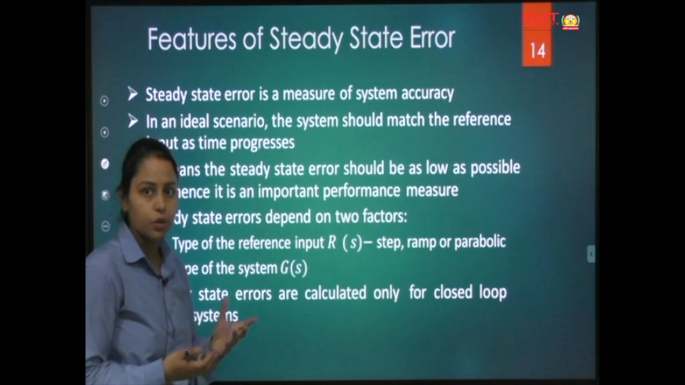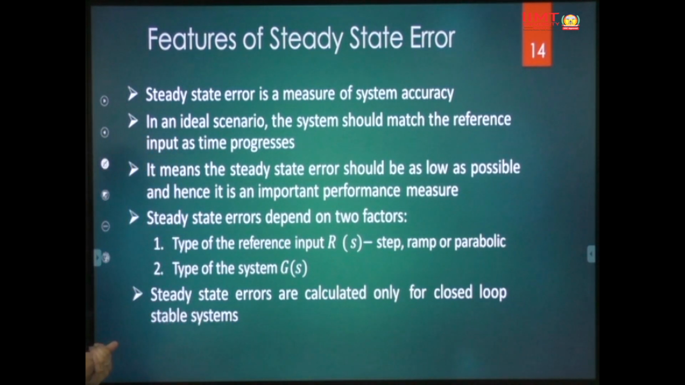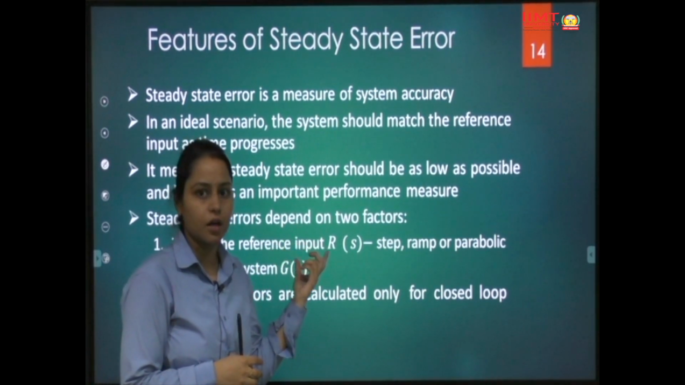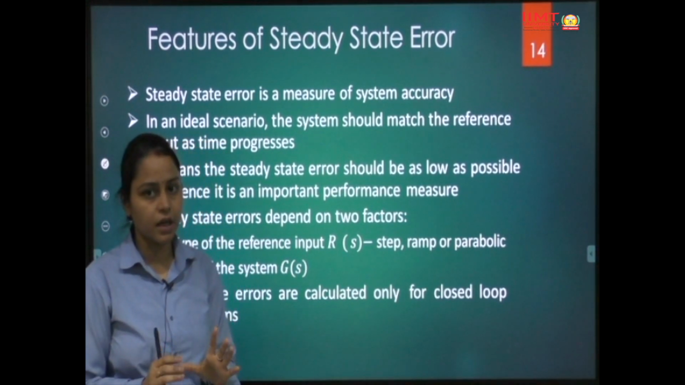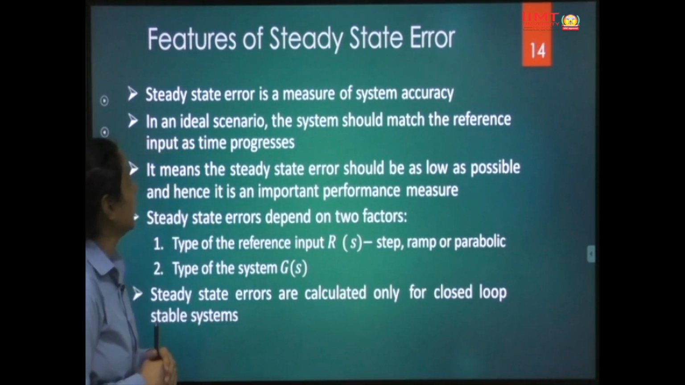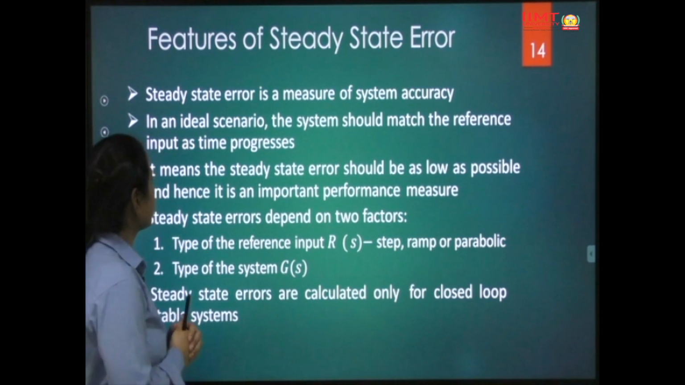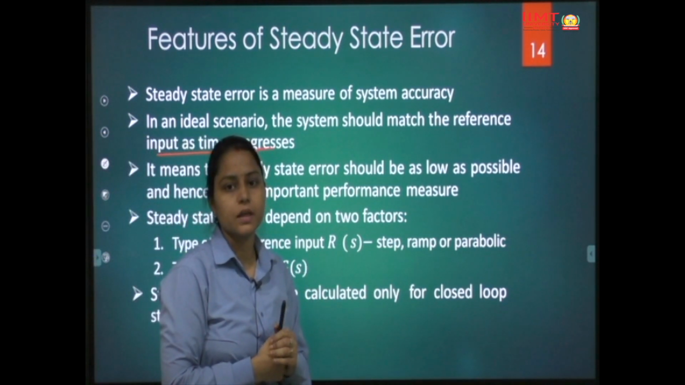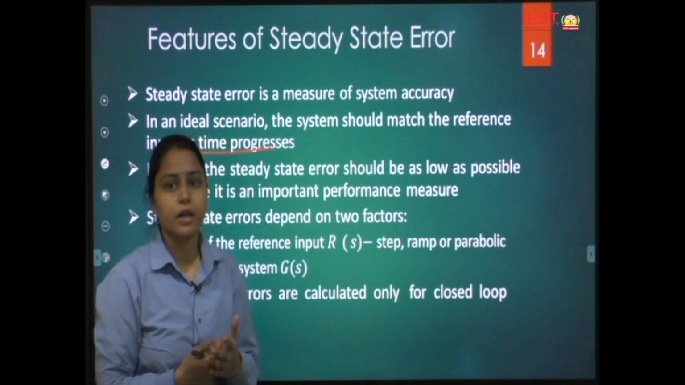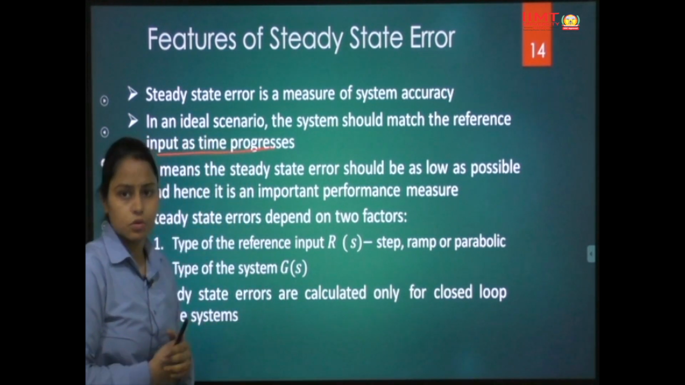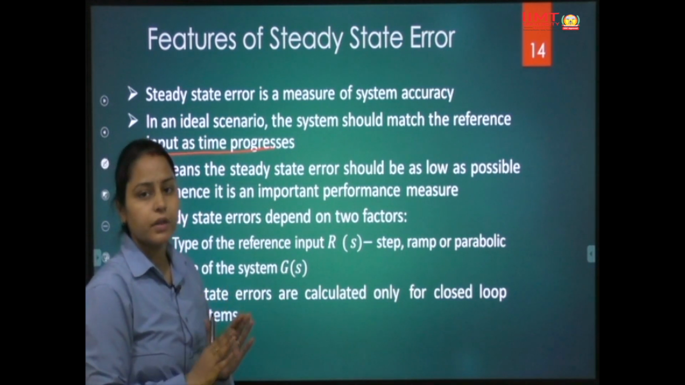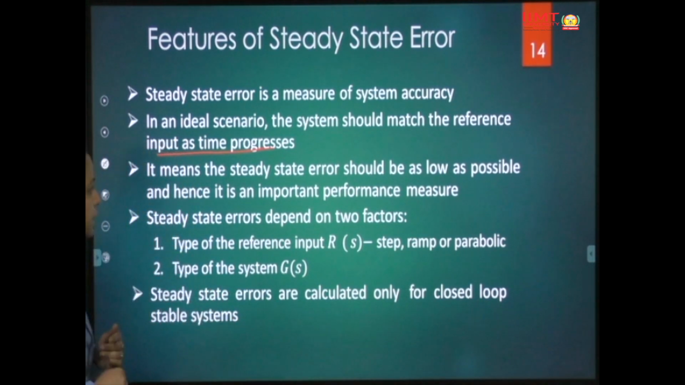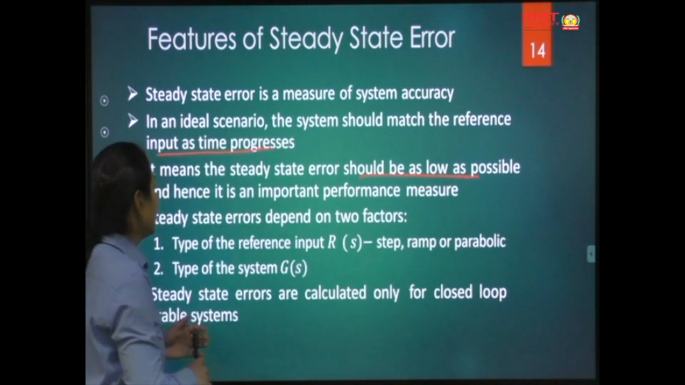Features of the steady state error. Steady state error is a measure of system accuracy. How accurate is the system can be obtained by the steady state error. So steady state error should be as close to 0 as possible. In an ideal scenario, the system should match the reference input as time progresses. If we are giving a step input, the output should also match with the step input. If we are giving the ramp input, the output should also match with the ramp input. So finally we should get a steady state error of 0, but practically there may be some error, so it should be minimized.